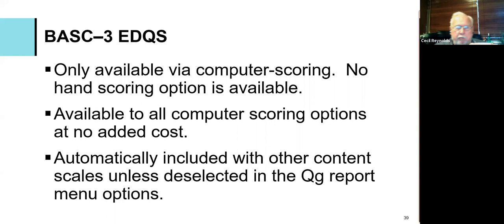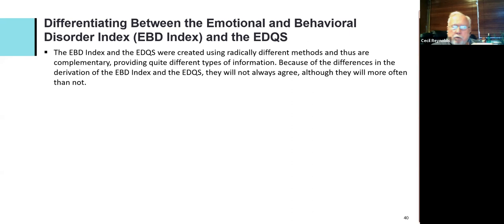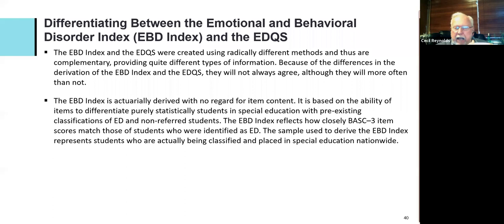So we do need to differentiate between the Emotional and Behavioral Disorder Index, the EBD Index, and the EDQS. Now, as Dr. Kamphaus mentioned, these were created using radically different methods. So they are complementary, and they give you quite different types of information. And because of their different derivations, they will not always agree, although they'll agree more often than not.